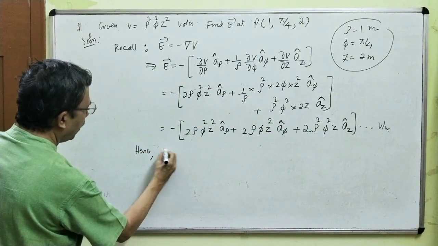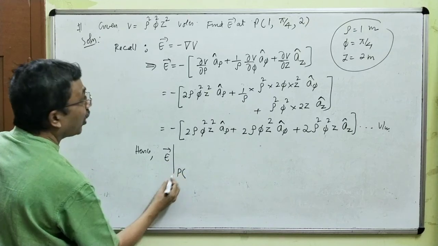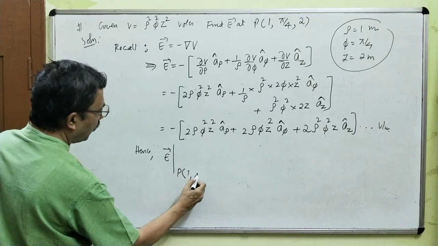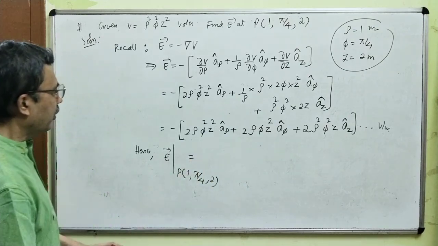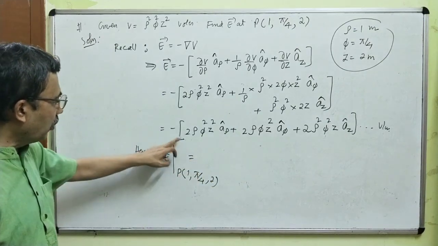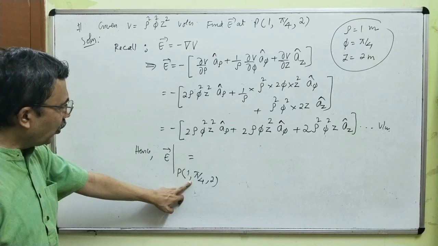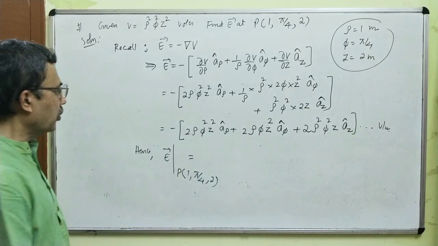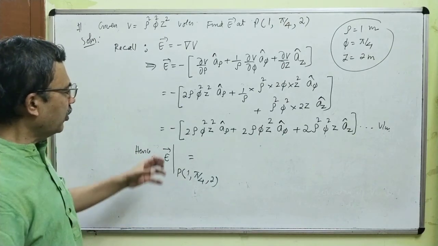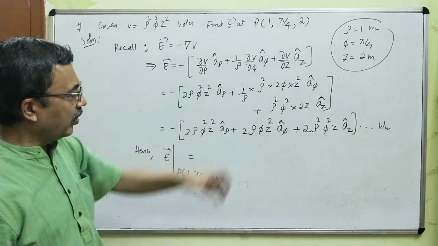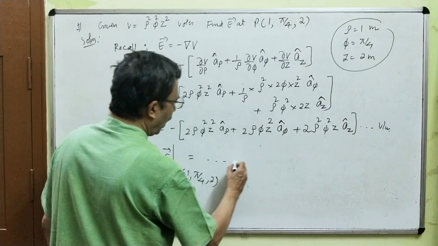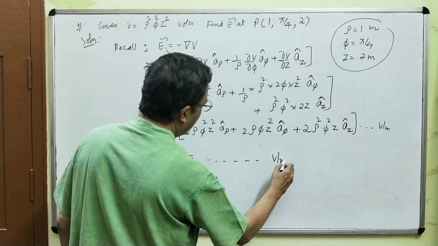Hence vector E at the point P, what is P? 1, pi by 4, 2. So in this expression, substitute rho is equal to 1, phi is equal to pi by 4 and z equal to 2. So you will get 3 terms, one for A rho cap, one for A phi cap, one for A z cap, that you do at home, and the unit will be volts per meter.